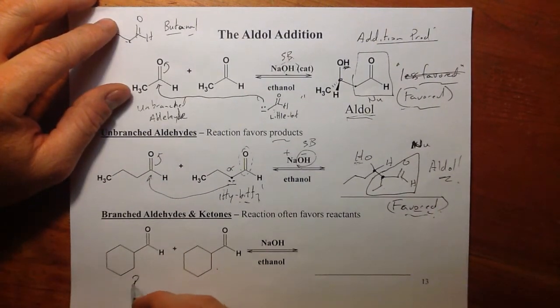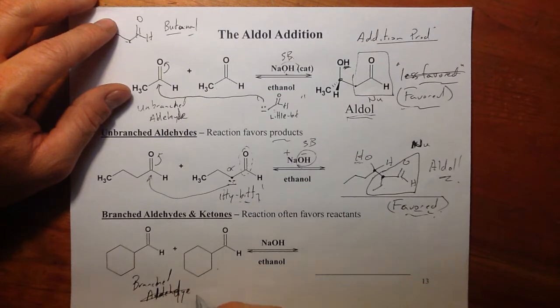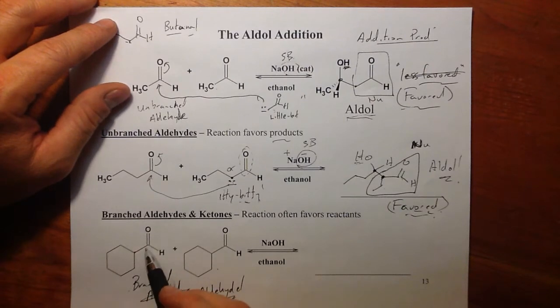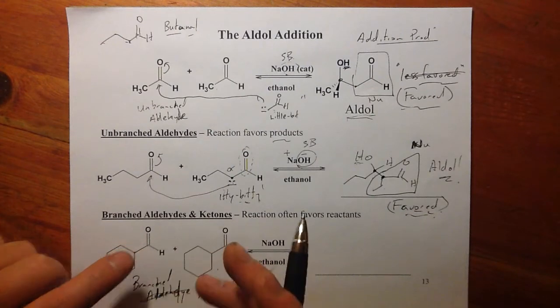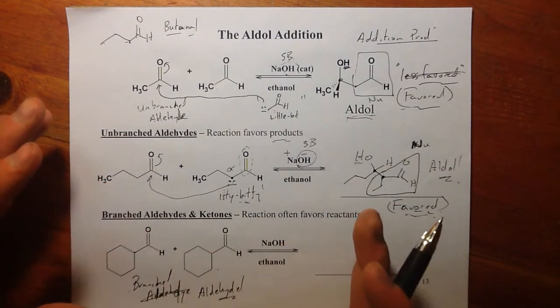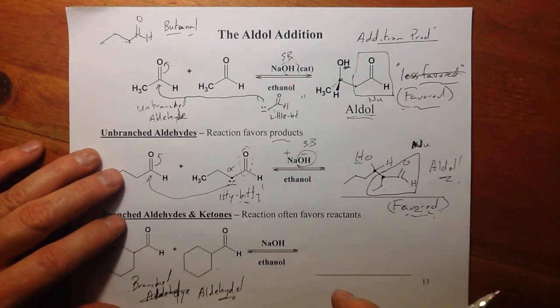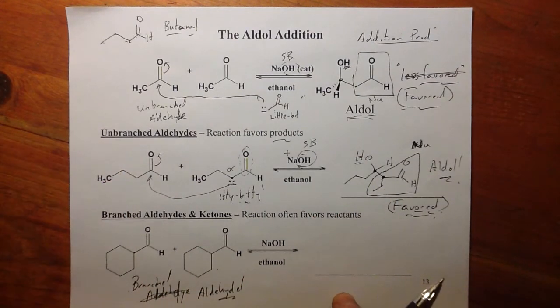This is a branched aldehyde. So anytime, it doesn't matter what comes in as a nucleophile, and if I can spell this here, aldehyde, these are branched aldehydes. This is a bigger group, so anything that comes in and attacks this carbon as a nucleophile to make an addition product, whether it be an enolate or something entirely different, it doesn't matter. The addition product's not going to be very favored. You're going to favor the reagents in the equilibrium.